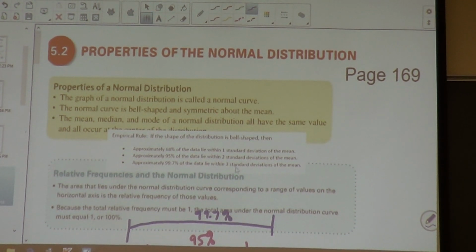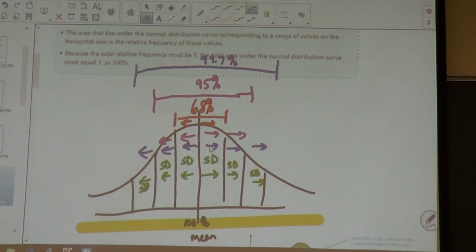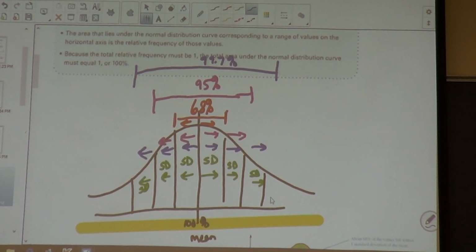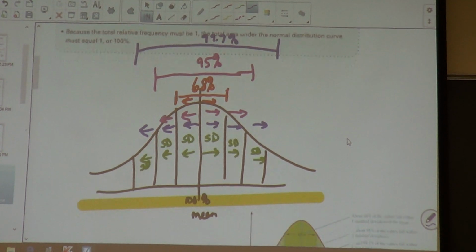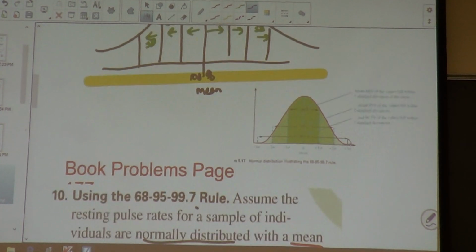So we just finished 5-1. Now we're in 5-2. This is the picture that I kind of just drew on the sideboard. 100% is the entire curve. Standard deviation is our jumps, our spread. Okay? The mean is in the middle. One jump in either direction is 68. 95 is two jumps, and 99.7 is three jumps. So let's do a problem.